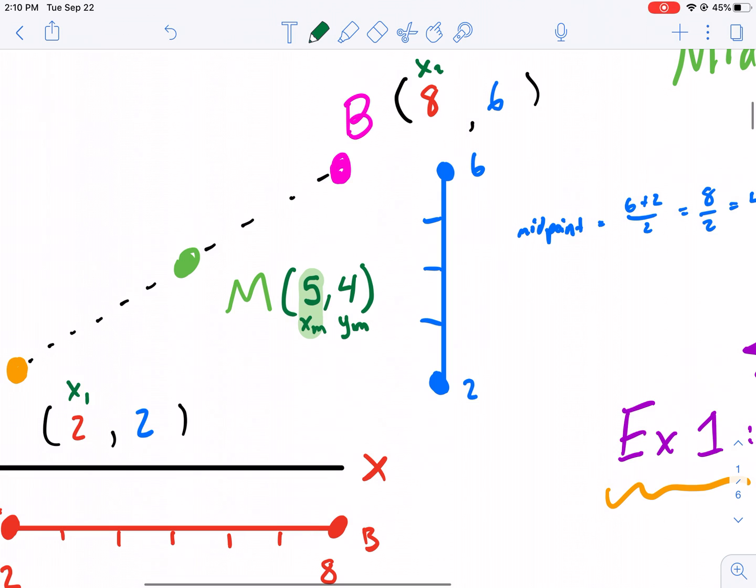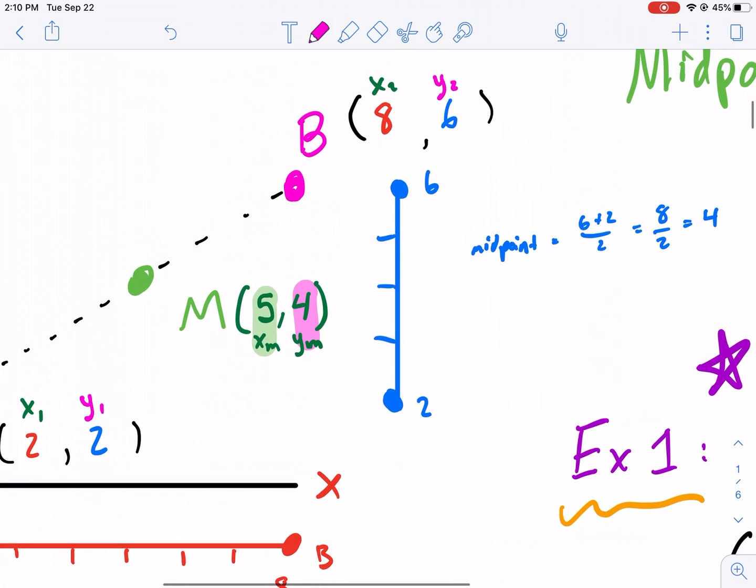What did I do for the y values? Well, for my y values, I did basically the same thing. I took my first y value, added it to my second y value, and I got my ym. Look at this, check this out, ym. That looks ugly, whatever. So that's how I do that.